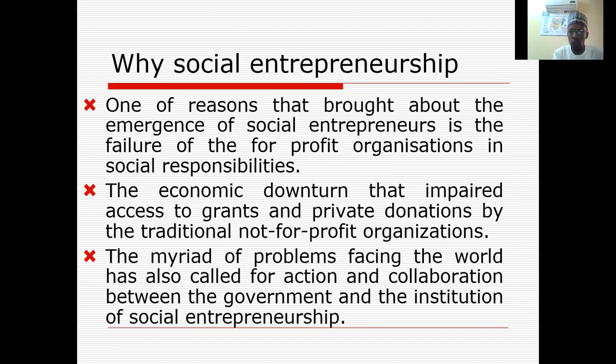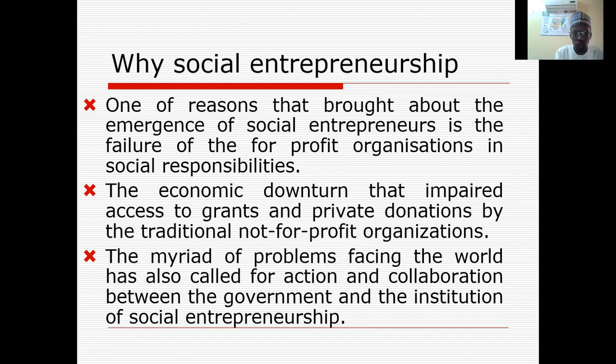Second one is economic downturn that impaired access to grant and private donation by traditional not-for-profit organizations. Because of the economic issues bedeviling the countries world over, grants that this social, mission-driven organization normally gets are no longer coming. So for this organization to continue their activity, they need to create their way of earning their own income by using a business-like way, by buying and selling, by offering services for sale, by doing some consultancy services and what have you to people, so that they will be earning money that will help them sustain their venture, so that they continue helping people out of their problems.